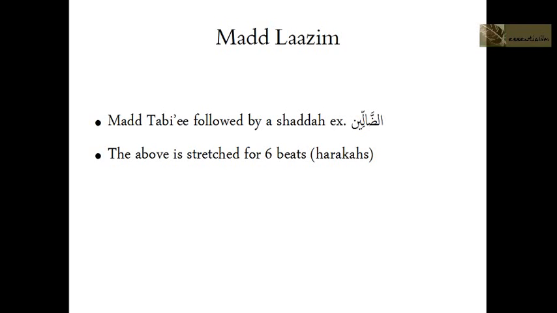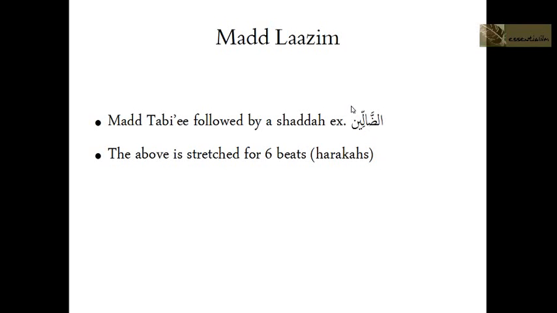So looking at this word, do we have a mad tabi'i? Yes, we do. We have a fatha followed by alif, so we know that's the first type of mad tabi'i. So you would stretch it 2 harakas, ba, right? But immediately after the fatha followed by alif is a shadda. So now it's 6 harakas.